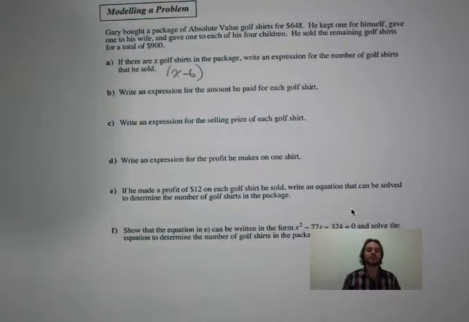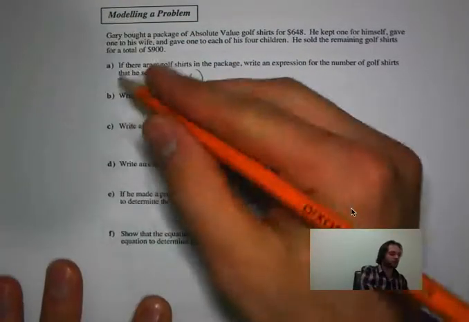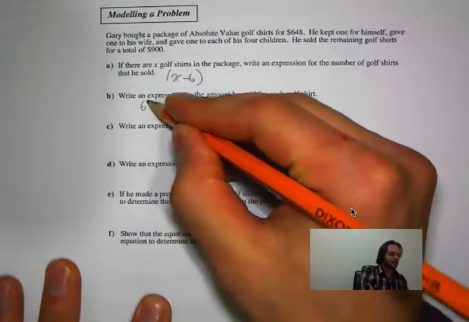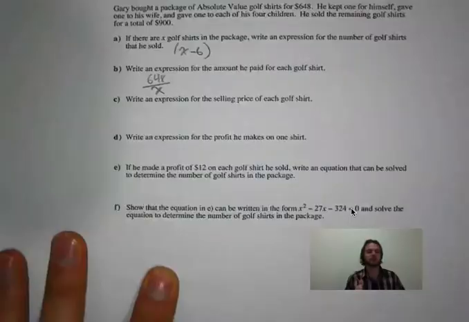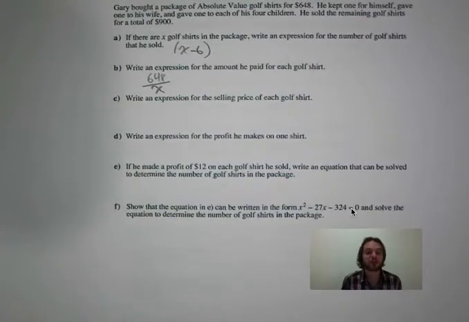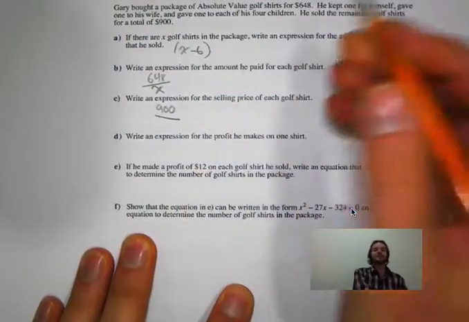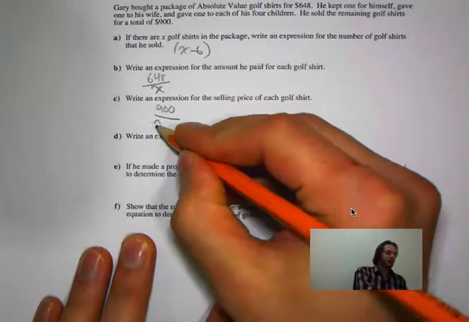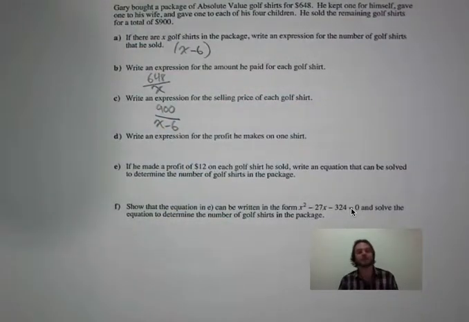Now it says, write an expression for the amount paid per golf shirt. So that is going to be 648 divided by X, which tells us how much he paid. Next one says, write an expression for the selling price of a golf shirt. Well, we have 900 is what he sells them for, but he doesn't sell all X, he sells X subtract the 6 that he gave away, or kept for himself and his family.